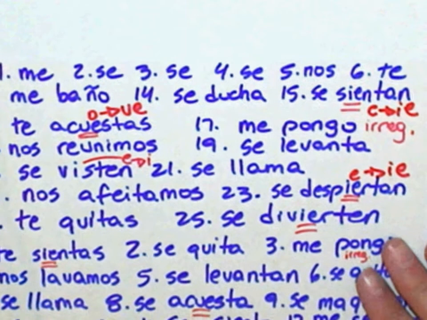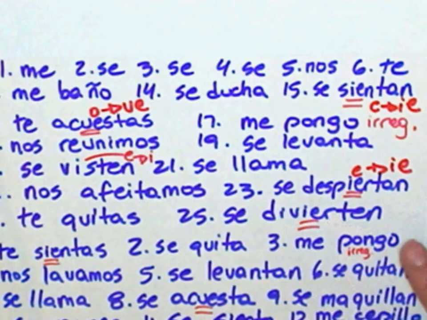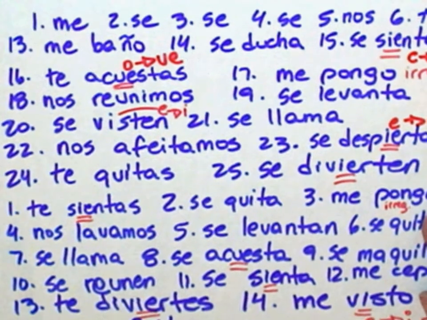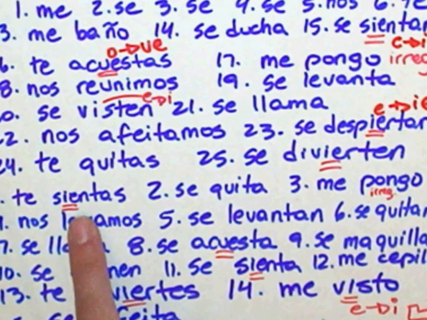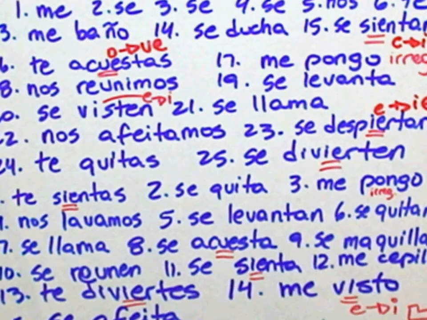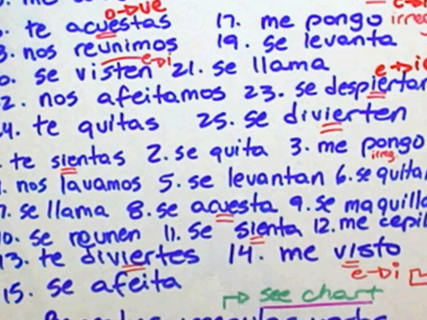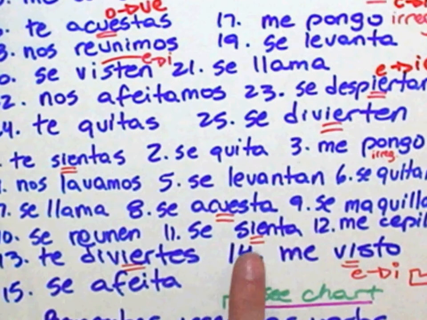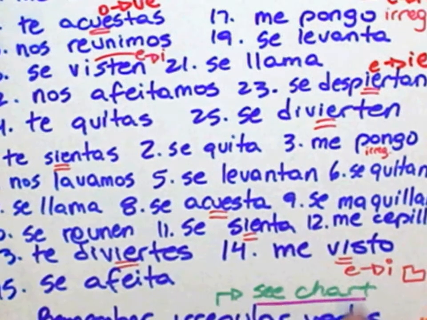23 has an E to IE. 25 has an E to IE. And on the last section, number 1 has an IE change. Number 3, pongo, yo form, irregular. Number 8, acuesta, UE change. 11, se sienta, IE change. 13, te diviertes, IE change. And 14, me visto, E to I change.